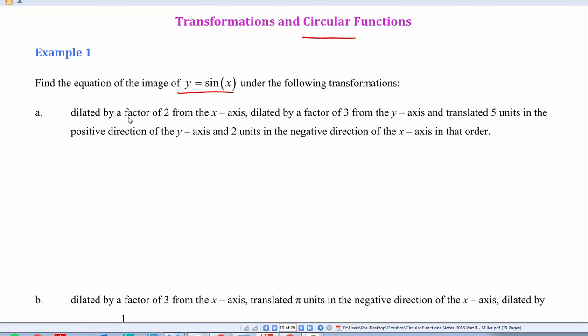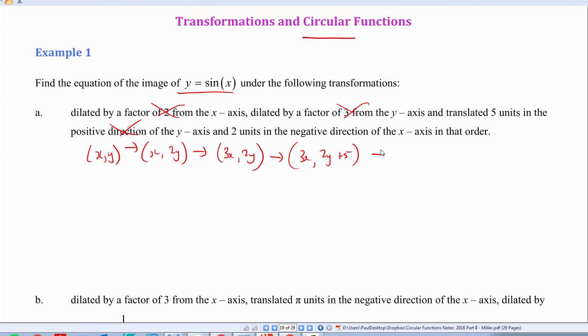Okay, so we're going to dilate y equals sine x by a factor of 2 from the x-axis. So let's put down the mapping. Dilations from x change y, so we're going to go x to y. Next transformation, dilated by a factor of 3 from y, that changes x, 3x to y. Translated 5 units in the positive direction of y, 3x to y plus 5, and negative direction of x.